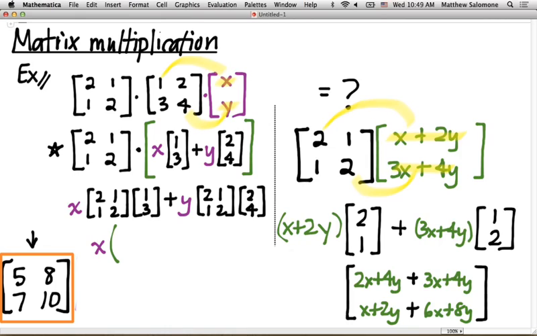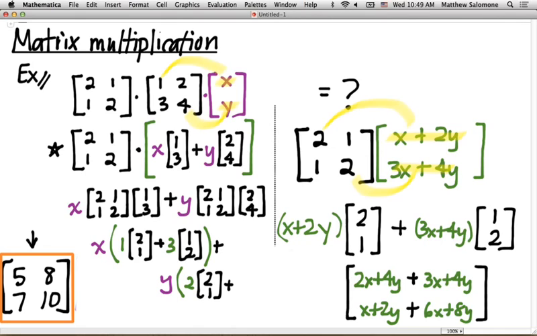They're going to give me 1 times the first column, 2, 1, plus 3 times the second column, 1, 2, and then at the end, same thing, y times twice the first column, 2, 1, plus 4 times the second column.